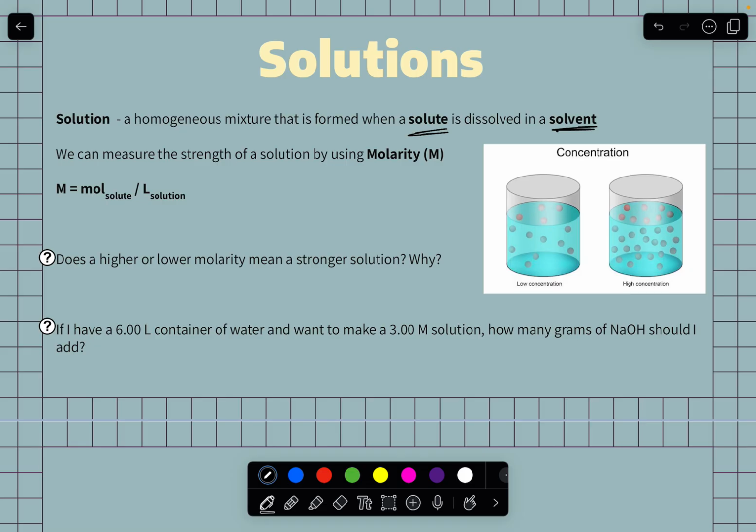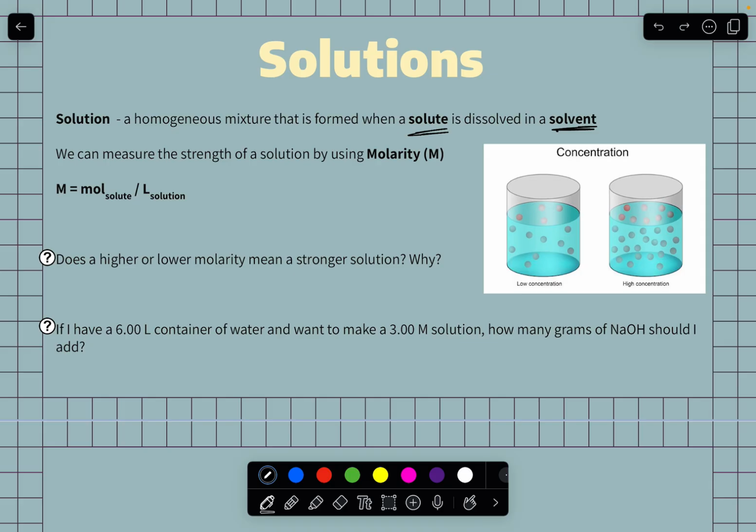Okay. And these don't always have to be a solid and a liquid. It can also be two liquids. It could be different forms of matter. Okay. But solute is what you're putting in. It's what's getting dissolved. Solvent is what's doing the dissolving. You normally have more solvent.